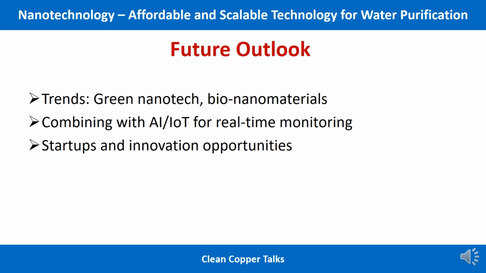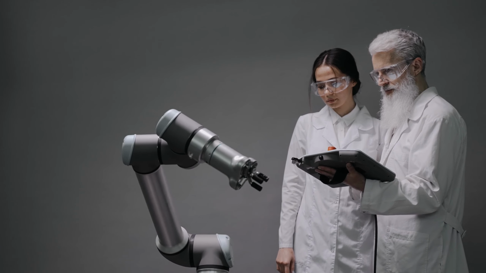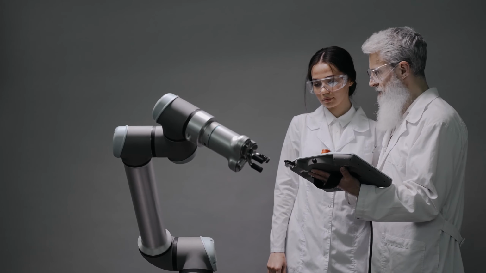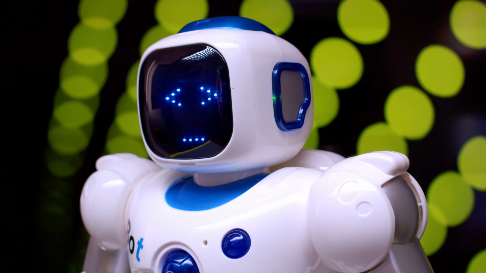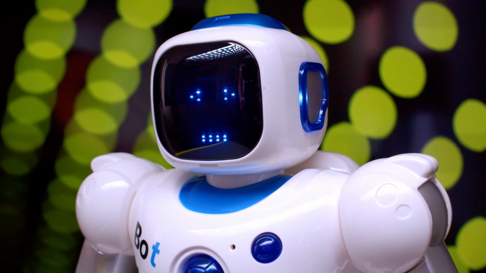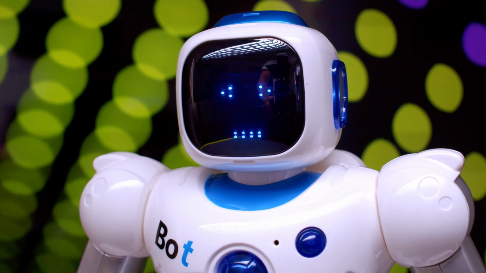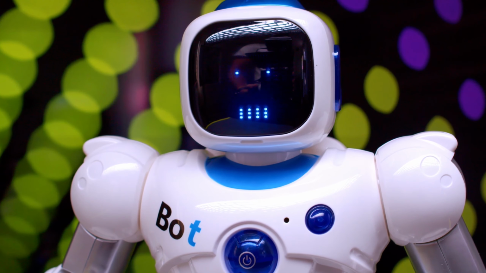What is the future outlook? What are the trends? See, green nanotechnology has to be developed, bio-nanomaterials have to be developed, and researchers have to find materials which get degraded by themselves after their lifespan, after their full use. Combining AI or Internet of Things with nanotechnology can help in real-time monitoring of the status of the water, what the different parameters in the water are, and whether the desired contaminant has been removed to the desired level or not.